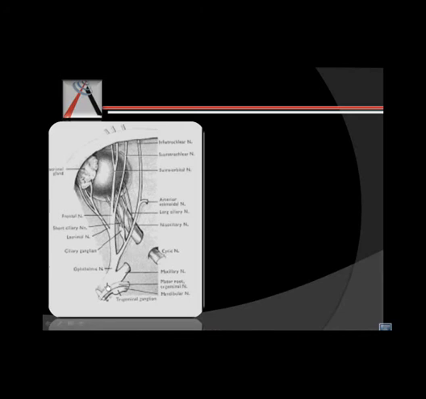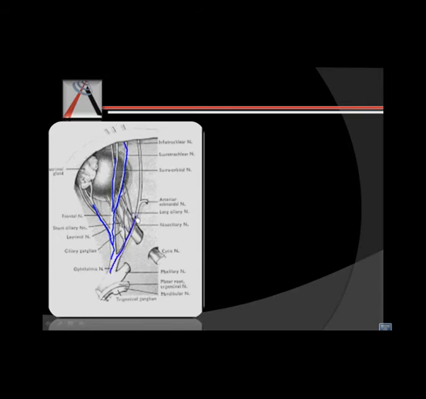Now we'll see the branches of the ophthalmic nerve diagrammatically. We have already seen them in the dissection. This is the lacrimal nerve that supplies the lacrimal gland. It carries the fibers from the sphenopalatine ganglion, which we'll see later. This is the frontal nerve that divides into the supraorbital and the supratrochlear. These are the cutaneous branches that emerge from the superior orbital margin.